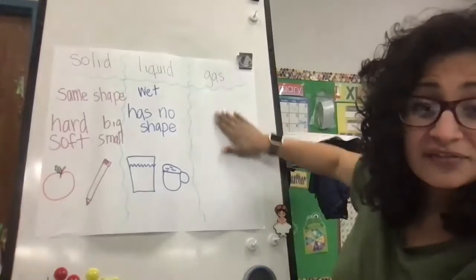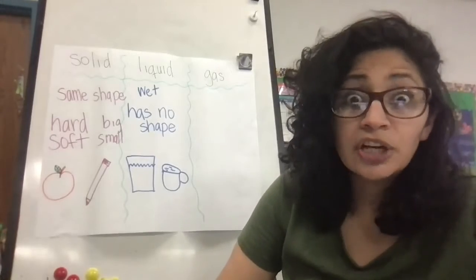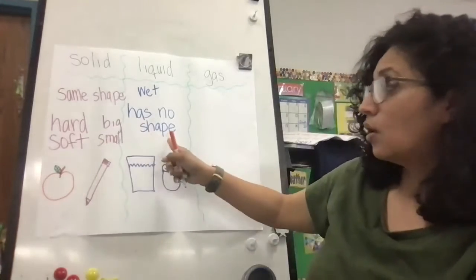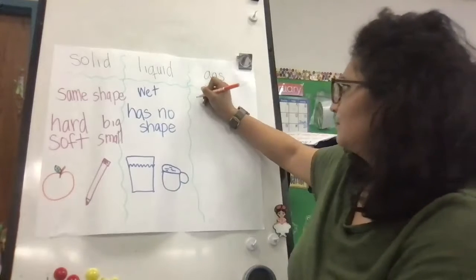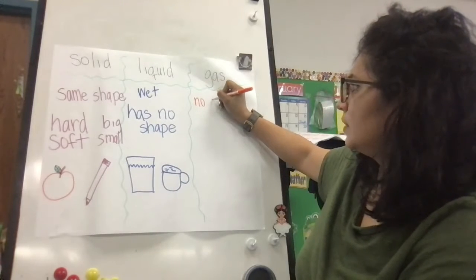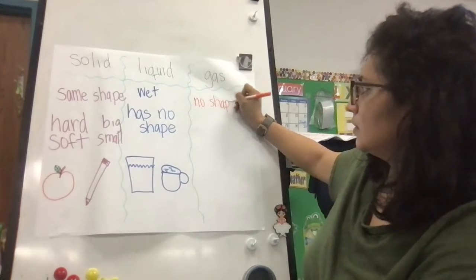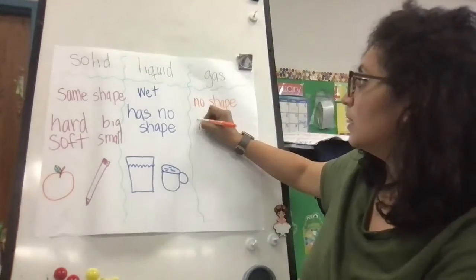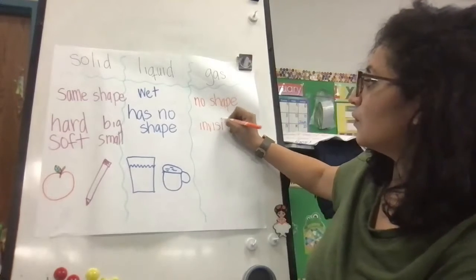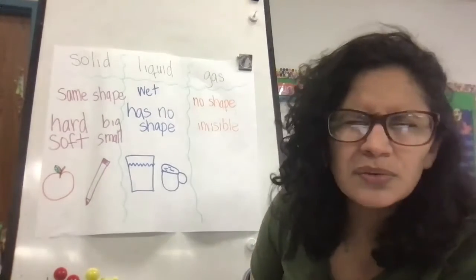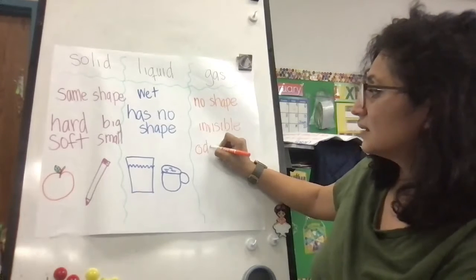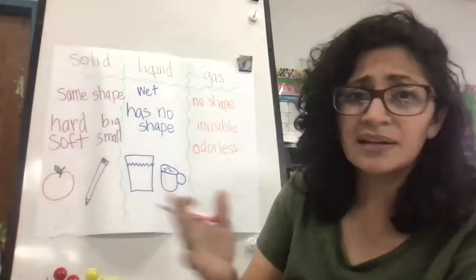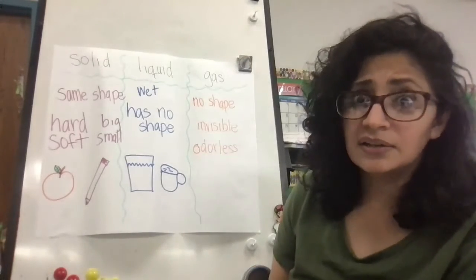And finally, friends, we have gas. It actually has no shape. You can't make gas into a shape the way you can a solid or a liquid by pouring it into something. No shape. And gas, can you see it? No, it's actually invisible. That means that we won't be able to see it. If we try to look really hard, we can't see it. Gas has no odor. That means it's odorless. Odorless means that you can't smell it. You wouldn't know if it's there.